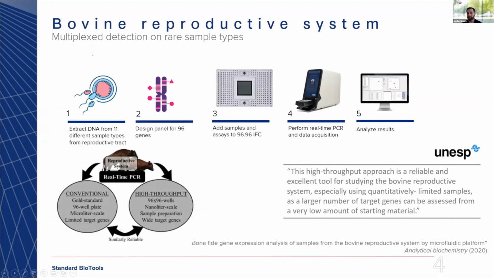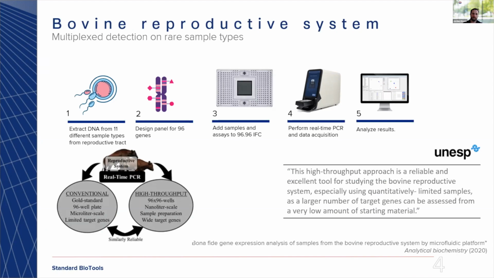So to give you an idea of the type of studies that have been done with our system, and there are way too many to be able to present in this very short amount of time. This particular one was looking at gene expression analysis of samples from the bovine reproductive system using our microfluidics platform. The DNA was extracted from 11 different sample types from the reproductive tract. A panel was designed for 96 genes, run on the IFC, put into the real-time system for PCR and data acquisition.